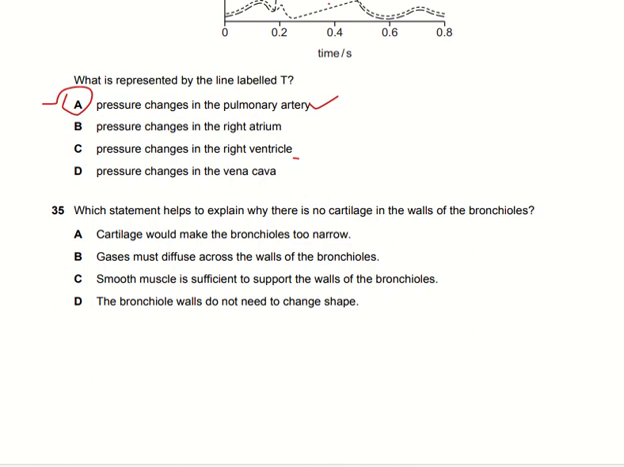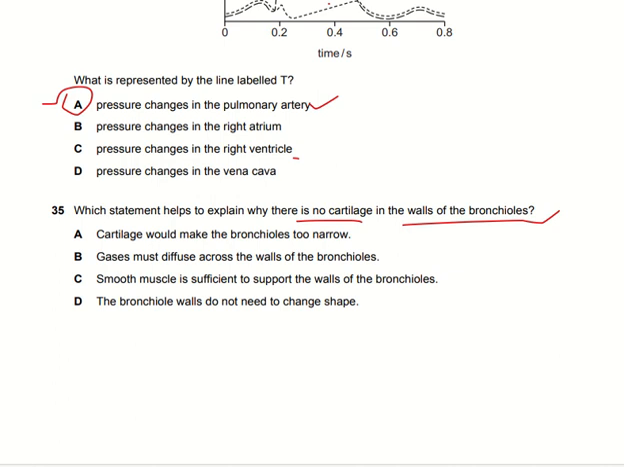Which statement helps to explain why there is no cartilage in the wall of the bronchioles? Because the walls of the bronchioles are not directly involved in gaseous exchange. It is just a passage for the airflow towards the lung. The gaseous exchange really happens in the alveoli, so the cartilage should be present in the alveoli, so that the alveoli can expand easily and maintain a high surface area, so that the rate of gaseous exchange can be higher. So the cartilage is only required in the alveoli.